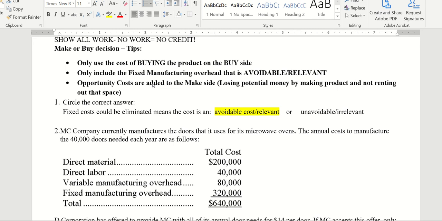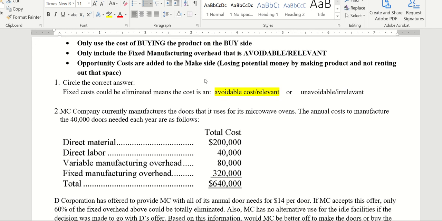Yes, we are losing out on that revenue, but we're talking about costs. So when you're not making revenue, that's a cost of making the product. It's a cost of not renting out that space, because you're making it yourself. So you're losing out on money, and that's a cost of making your product. And I've already circled or highlighted the correct answer.